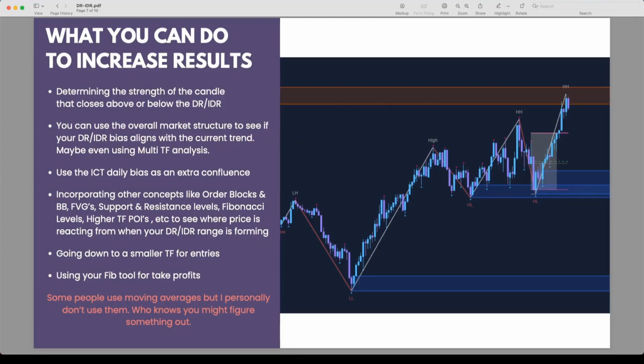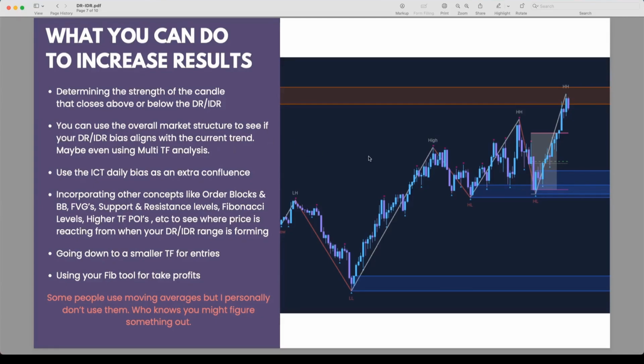So it's always good to look at the candle that's closing above these levels and see the momentum that it carries to see if it's even worth looking for a trade in that direction. Next is you can use the overall market structure to see if the DR-IDR bias aligns with the current trend, and maybe even using multi-time frame analysis as part of your confluence.